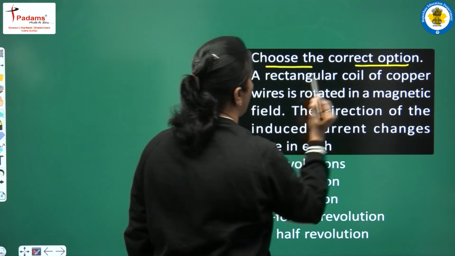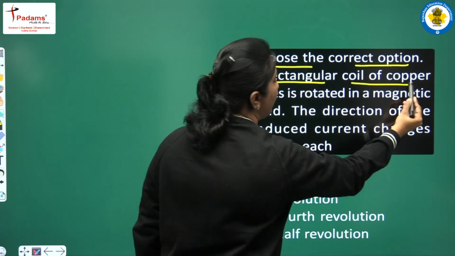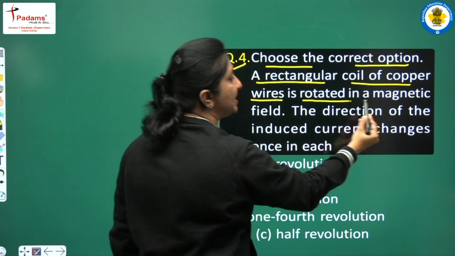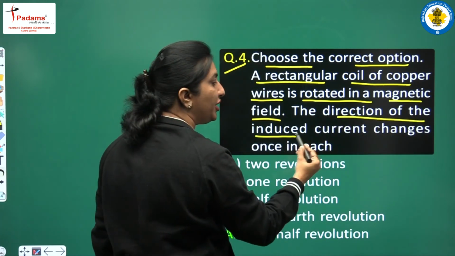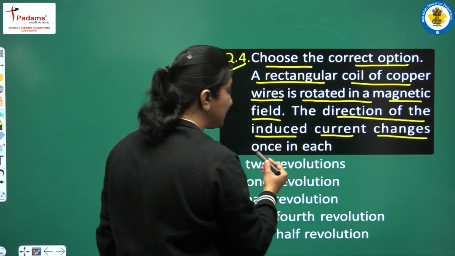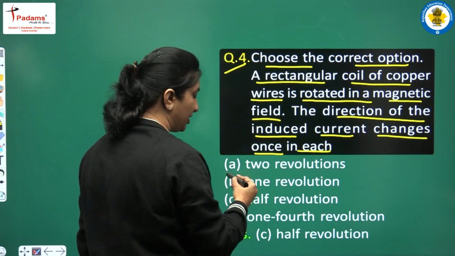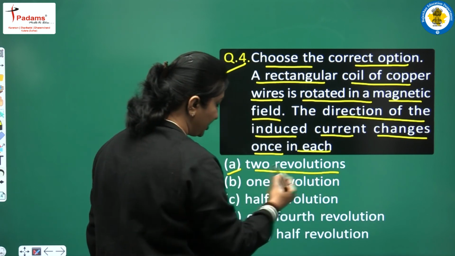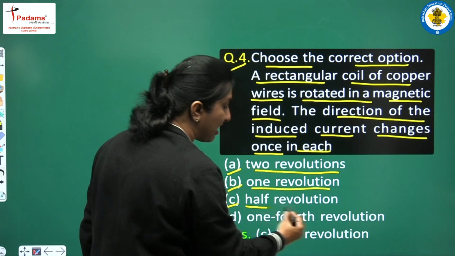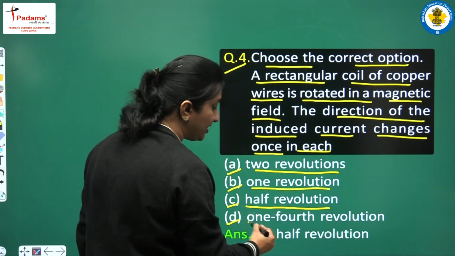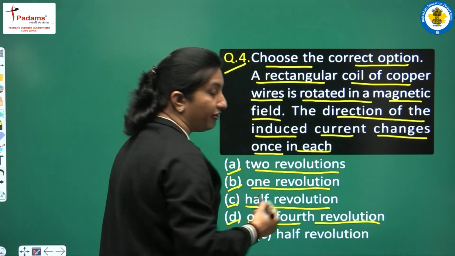Choose the correct option. A rectangular coil of copper wire is rotated in a magnetic field. The direction of the induced current changes once in each: Option A, 2 revolutions. Option B, 1 revolution. Option C, half revolution. And option D, 1/4 revolution.